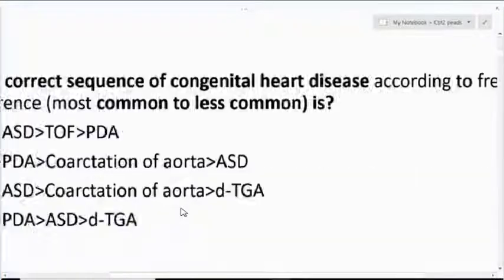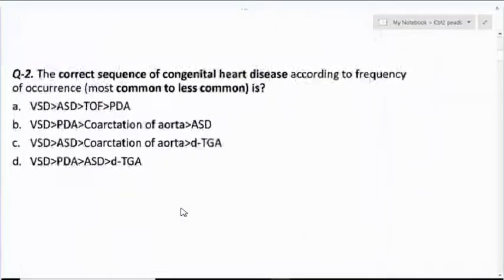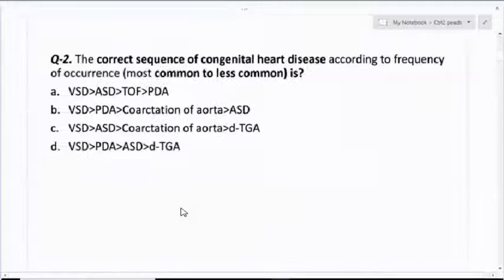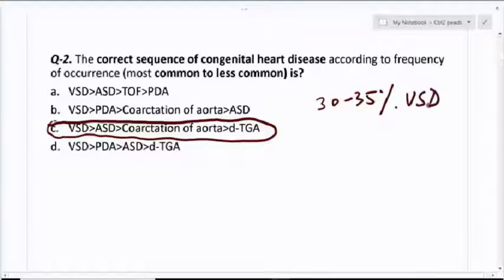Now the next question is on the common sequence of congenital heart disease according to frequency, and according to Nelson's textbook, the answer is third. The most common congenital heart disease is ventricular septal defect, followed by ASD, followed by coarctation and TGA. So remember, almost 30 to 35% of all congenital heart disorders are VSD.